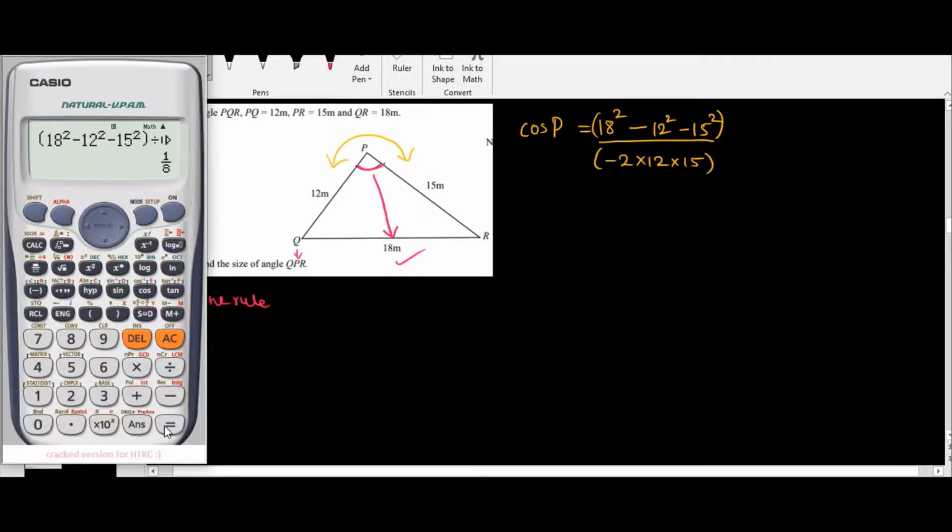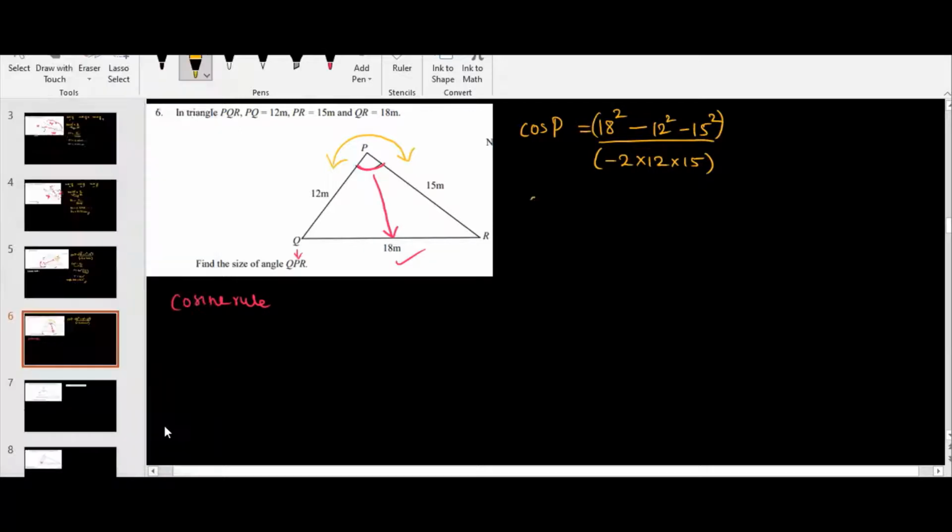And then you get the answer 1 by 8. So cos of P equals 1 by 8. Since we are finding the angle P, cos will go on the other side. So P equals cos inverse of 1 by 8.